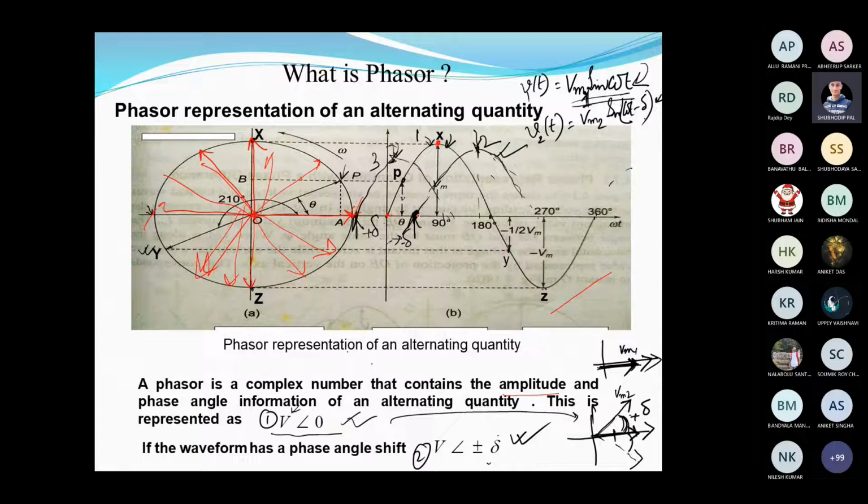This angle actually indicates plus or minus. If it is lagging, then we usually represent it by minus. If it is leading, that means this waveform has crossed the zero a bit early or reaches its maximum early compared to this one. At that time we call it early, which is why we denote it by a positive number. So you can see these are the representations. That is called phasor representation of an alternating quantity.